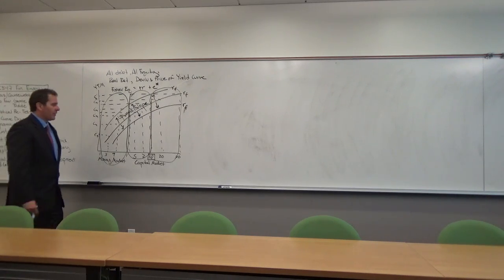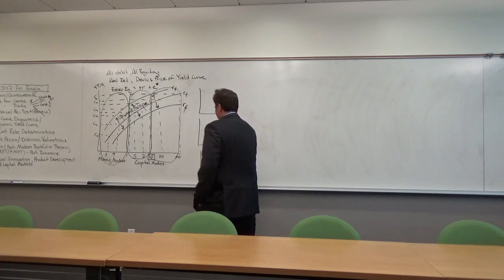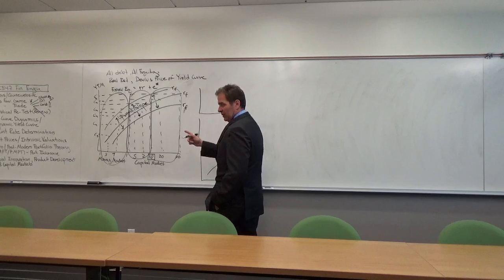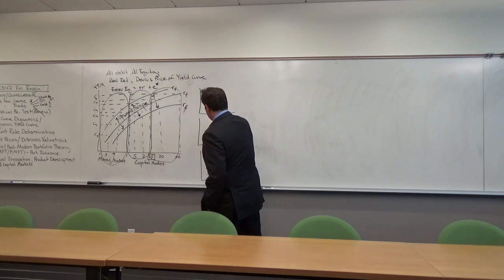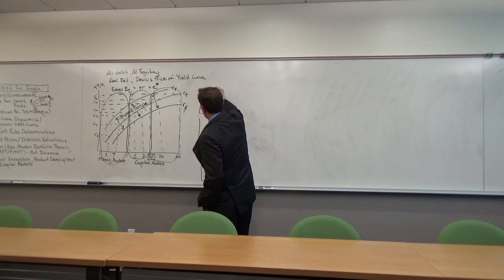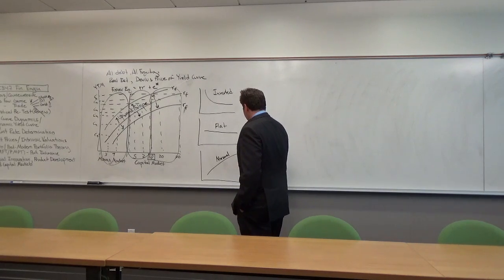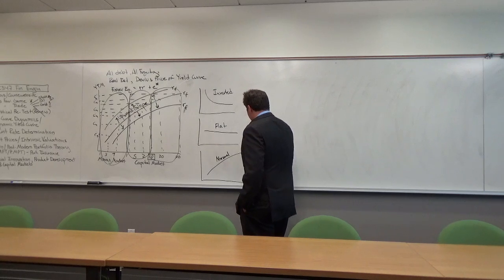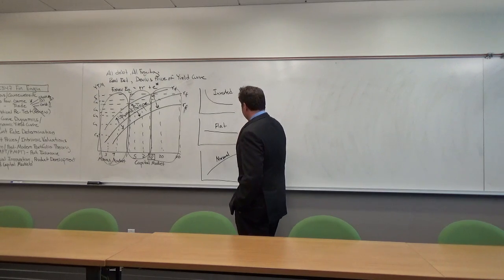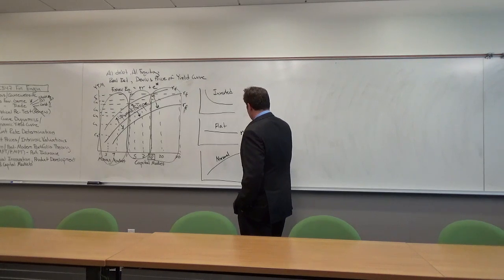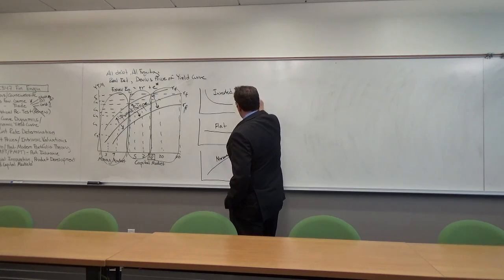The three types of yield curves: one is upward sloping or normal. The other is flat, and the other is inverted. With a normal curve, inflation expectations are positive. In a flat curve, the inflation expectations are 0. And in an inverted curve, the inflation expectations are negative.